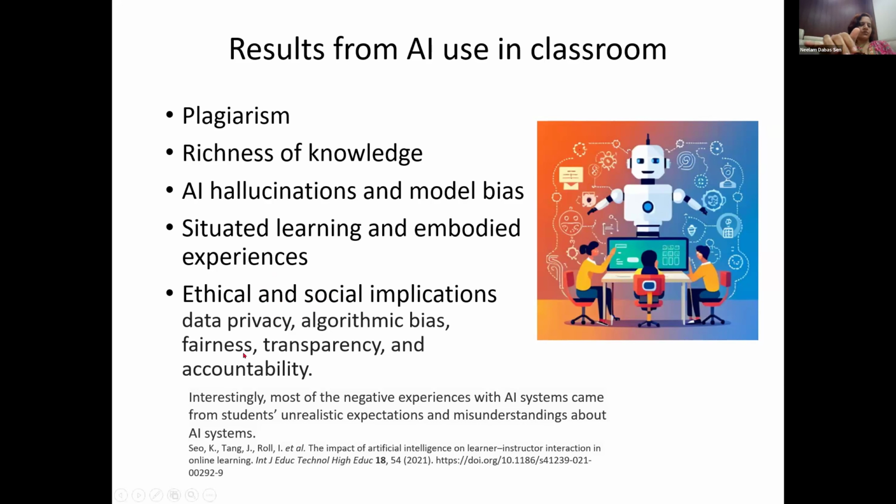And finally, we have these generic questions that the use of AI comes with. The ethical and social context, privacy and fairness questions, transparency and accountability. Who is accountable if a teacher provides an AI-generated handout with a faulty concept? This is perhaps much more common than we think. And I came across this interesting quotation from this reference over here. It says that most of the negative experiences with AI systems come from students' unrealistic expectations and misunderstandings about the AI systems.